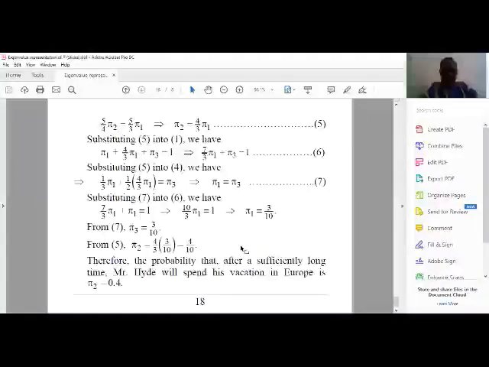So when you solve them very well, you obtain pi 1 equal to 3/10, pi 2 equal to 4/10, then pi 3 equal to 3/10. Please, have you seen it? Yes, sir. Great.